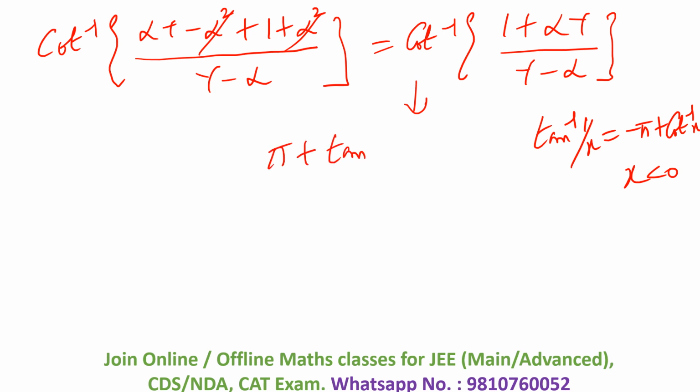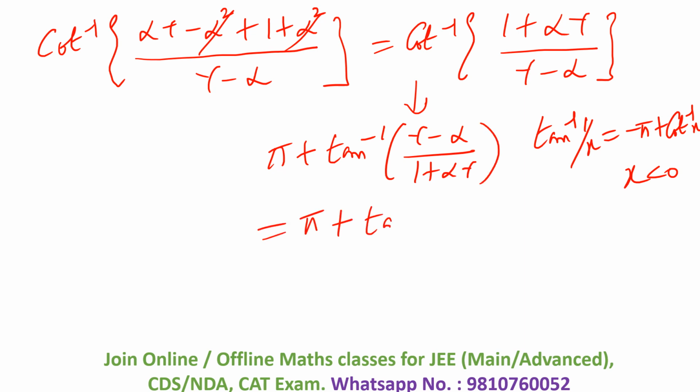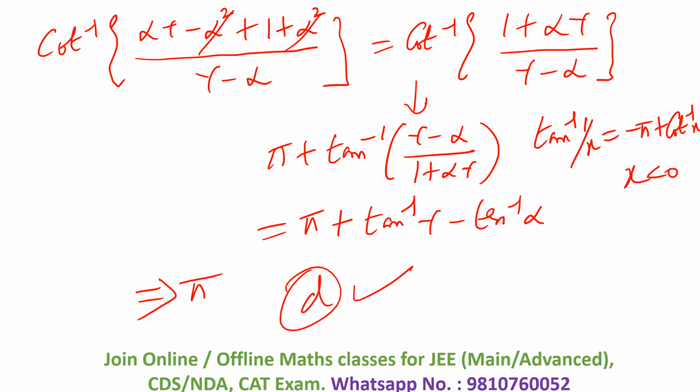So this expression will become pi plus tan inverse of (gamma minus alpha)/(1 plus alpha gamma). And this can further be written as pi plus tan inverse gamma minus tan inverse alpha. Now students, just add all the terms. Finally, you will be getting pi as the answer, right? So that means option D is the correct one. Now we move to the next question.